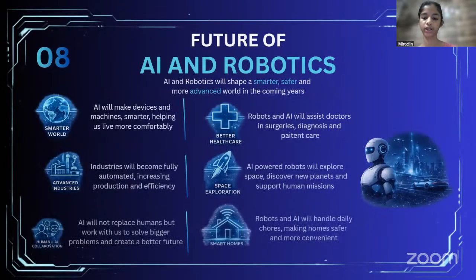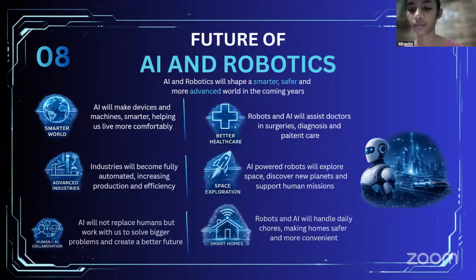Future of AI and robotics. In the future, AI and robotics may become even more advanced. We may have smart homes with robot assistants. AI teachers may help students learn personally. Hospitals may use intelligent robots for patient care. Scientists may also use advanced robots for space exploration.